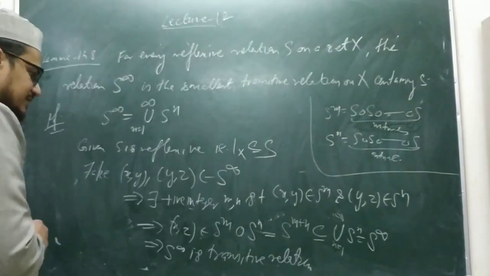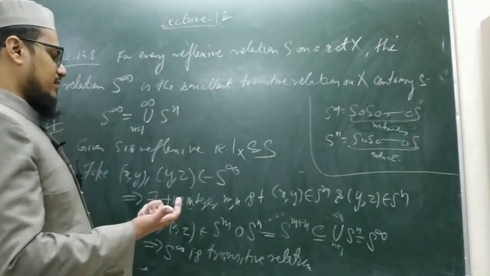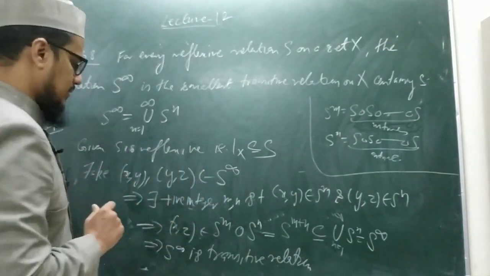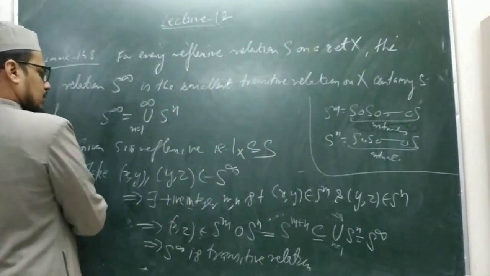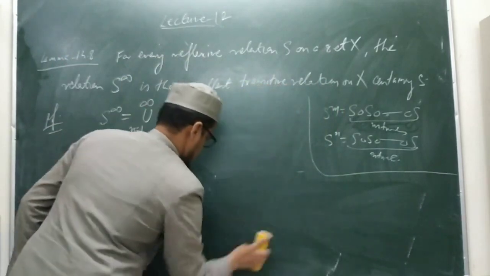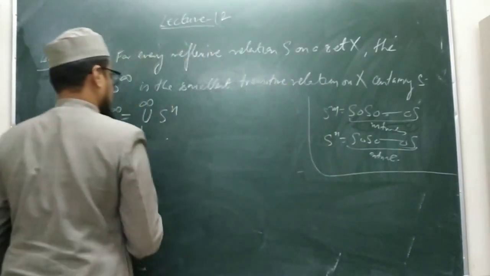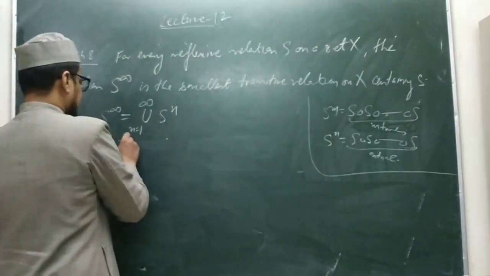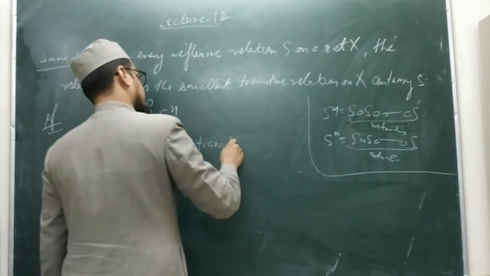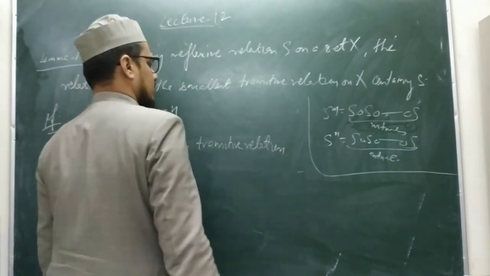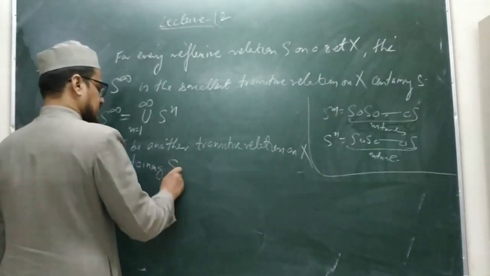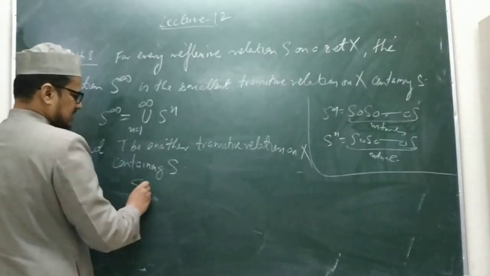To prove S infinity is the smallest transitive relation, we take another arbitrary transitive relation, say sigma, and finally we show that S infinity is contained in that sigma. So let T be another transitive relation on X containing S. Then S is contained in T, correct?